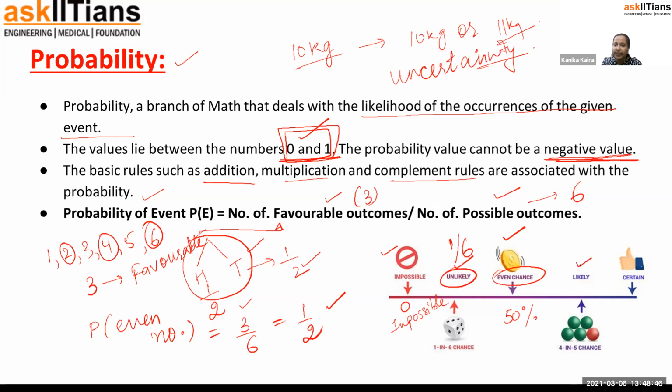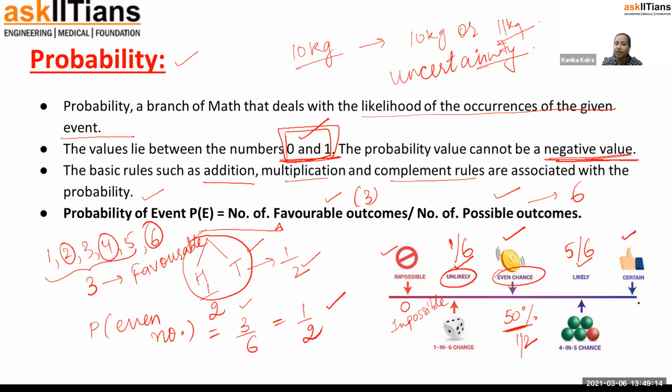Next comes likely. Likely means when they have the majority of chance, like 4 in 5 chance. For example, let's say getting a number less than 6 on a dice. So there are 5 numbers which are less than 6. So this would be 5 out of 6. That means a fair chance. And if we talk about even chance, so getting an even number, the probability is 1 by 2, right?